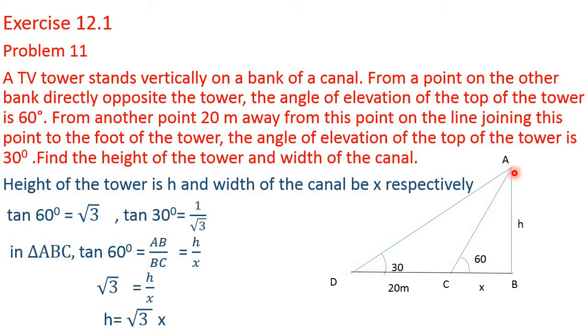So in the triangle ABC, tan 60 degree is equal to AB divided by BC. Tan 60 is opposite divided by adjacent. So opposite is AB, adjacent is BC. The value of AB is h and BC is x. The value of tan 60 is root 3. Root 3 is equal to h by x. Cross multiply x to the numerator. It becomes h is equal to root 3 x.